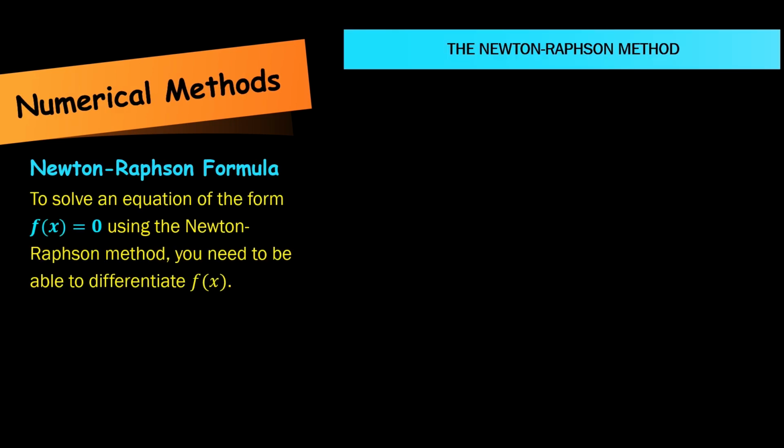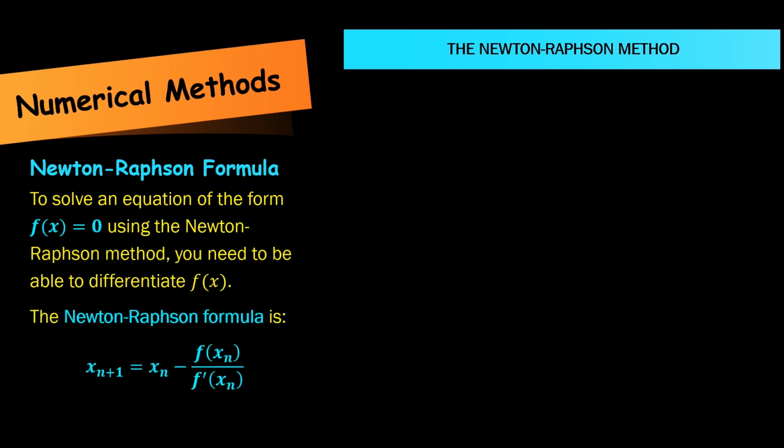To solve an equation of the form f of x equals 0 using the Newton-Raphson method, you need to be able to differentiate f of x. The Newton-Raphson formula is xn plus 1 equals xn minus f of xn divided by f dash of xn.